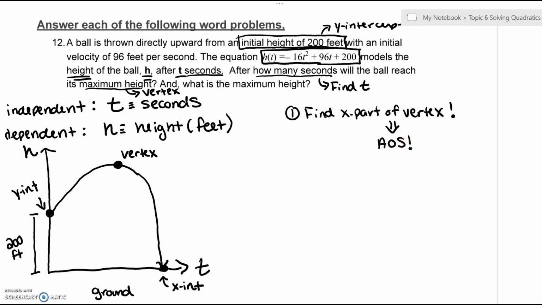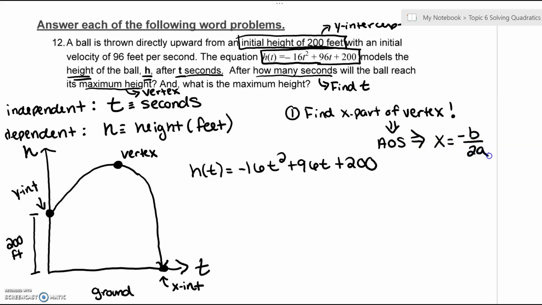And if I take my equation, let's take our equation, h of t equals negative 16t squared plus 96t plus 200. We also talked about our notes, and a way to find the AOS is to use part of the quadratic formula, x equals negative b over 2a. That's the fastest way to find the AOS.